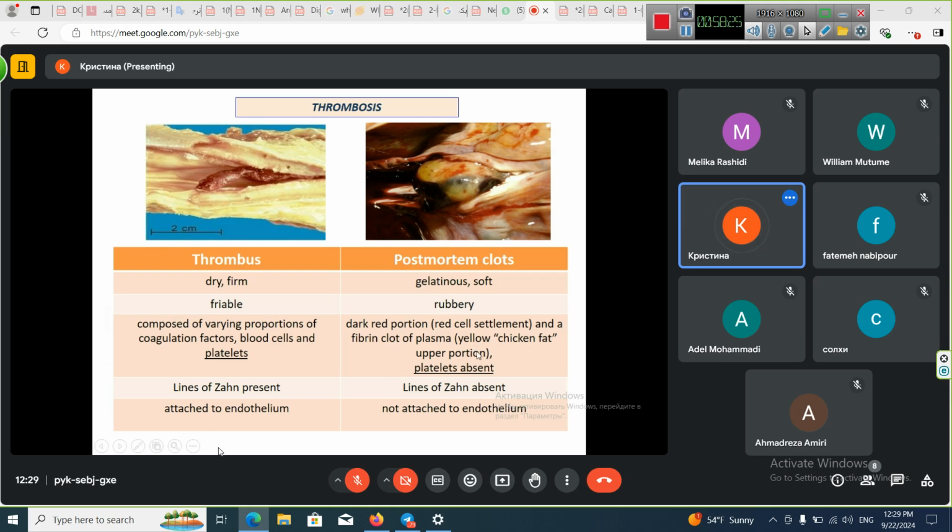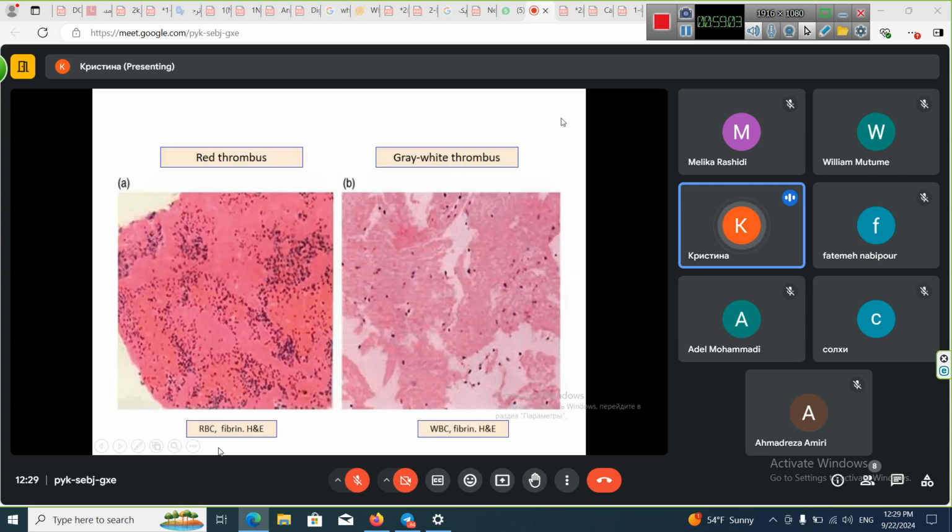The platelets are absent in the post-mortem clot, but they are present in the thrombus. Thrombus is attached to endothelium. You cannot detach it very easily, unlike post-mortem clot, which is not attached to endothelium. And lines of Zahn are present in the thrombus and absent in the post-mortem clot. Lines of Zahn are seen only in histological sections, not in these pictures, not in anatomical ones.